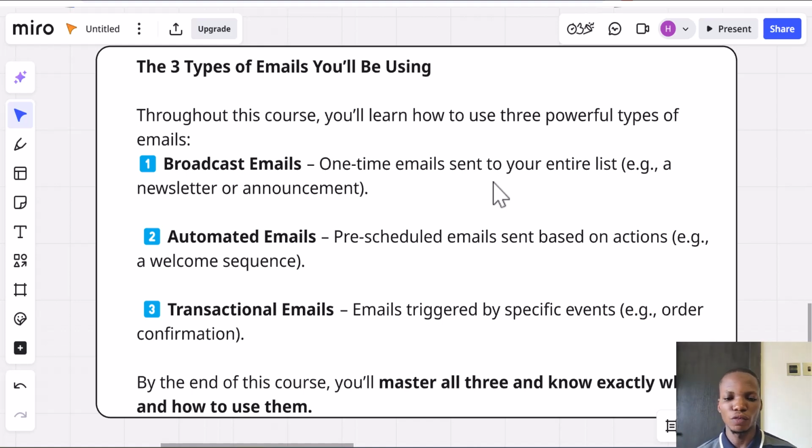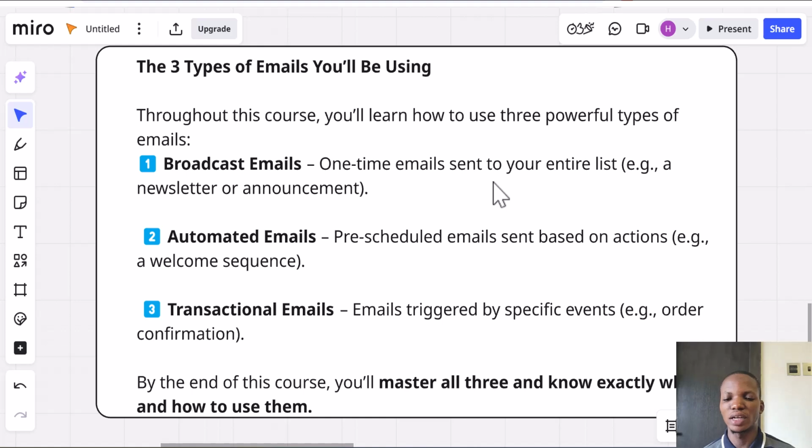Another type of email we'll also be sending in this course is automated emails. These are emails that are scheduled based on actions. For example, if somebody signs up to our email list, send them this email. If somebody buys a course, send them this email. If somebody abandons their cart, send them this kind of email. Those are automated emails. Remember, based on action. So if no action is taken, an automation will not be sent.